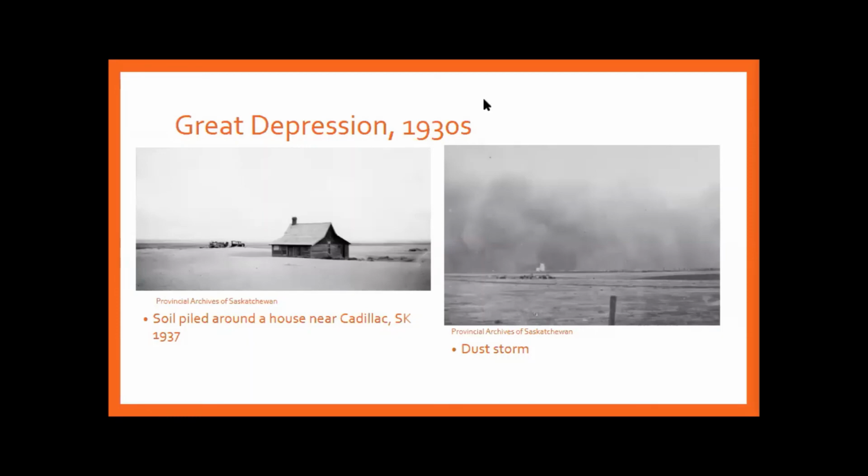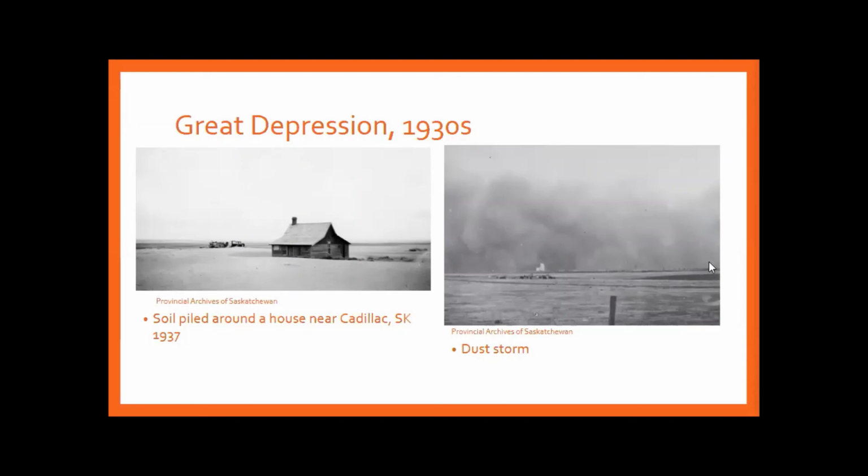And so what would happen is, you can see in these pictures, the dust would show up as big clouds on the horizon, and then the dirt would pile up around the houses. So this was really, really unpleasant for people to live in. And a lot of people abandoned their farms at that time because it was so difficult to farm.